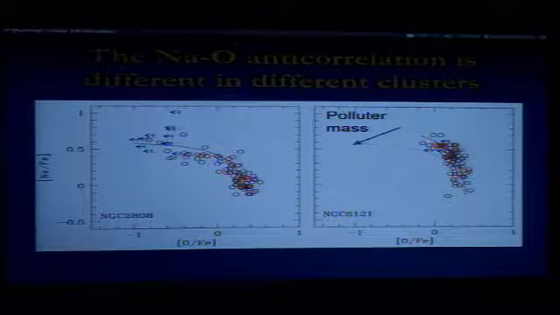In the case of M4, we have a quite steep distribution with only a small variation of oxygen, with a quite large variation of sodium. While in NGC 2808, we have a wide variation in oxygen and also some variation in sodium. Note that these all are upper limits. We don't know exactly where these points are. They should be somewhere here.